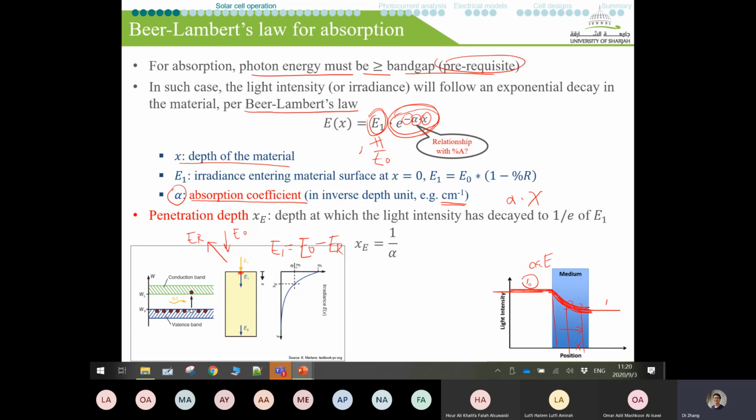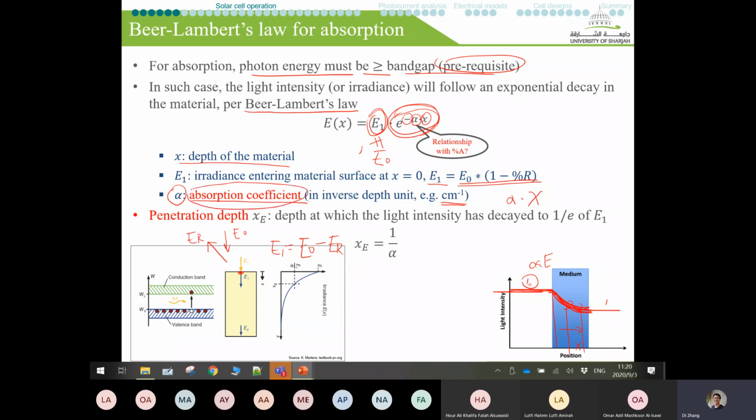So you always follow this exponential decay. And as we said, E1 is the difference between the initial irradiance minus the reflected irradiance. So you can also write E1 this way. So that is the absorption coefficient.